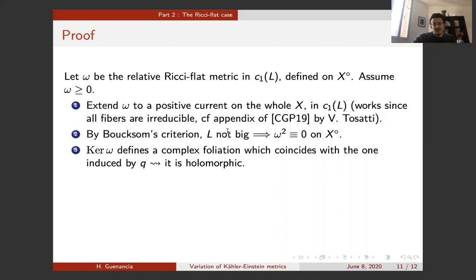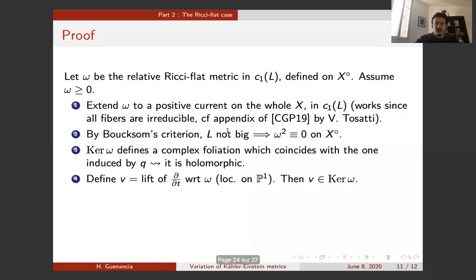And in particular, the kernel of omega, the Monge-Ampère foliation, which is a complex foliation but has no reason to be holomorphic, is in this case holomorphic. Okay, we get holomorphicity of the Monge-Ampère foliation induced by omega. Great. Now let me come back to my earlier friend.